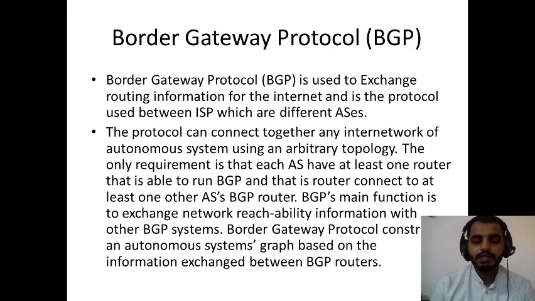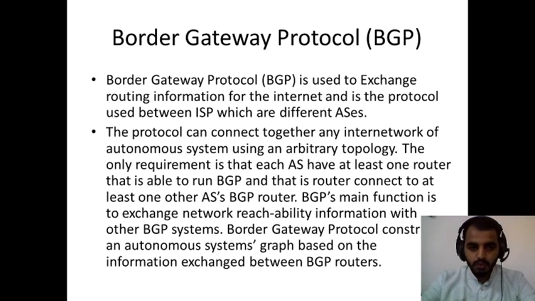Now, in today's session, we are going to learn about the Border Gateway Protocol, or BGP for short. Border Gateway Protocol is used to exchange routing information for the internet and is the protocol used between ISPs, which are different AS. AS means autonomous systems. There is something called intra-network, internet and internetwork. These are three different things.